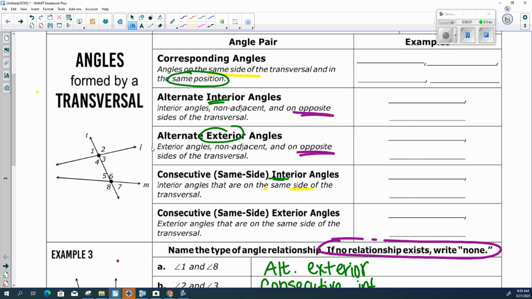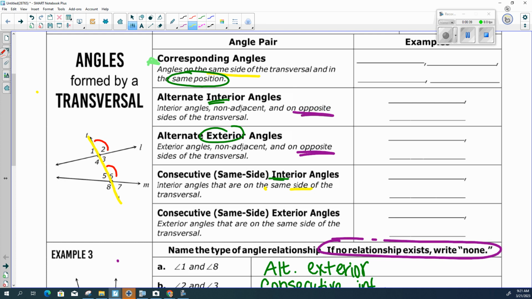Matthew, will you read this first one that says corresponding angles? That wording, the same position, seems so vague to me. But, okay, I'm going to make my transversal yellow. So they'll be on the same side and in the same position. So like 2 and 6. So they're the same side of the transversal and they're on top of these lines. So 2 and 5, that's one example.